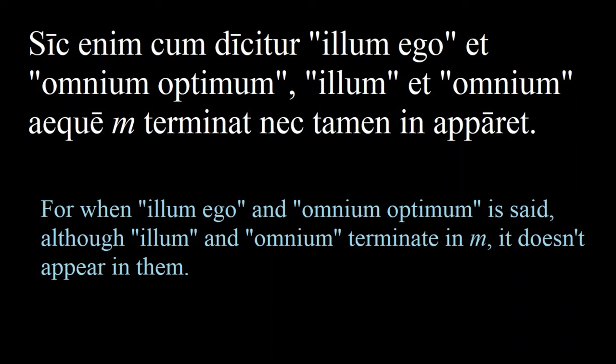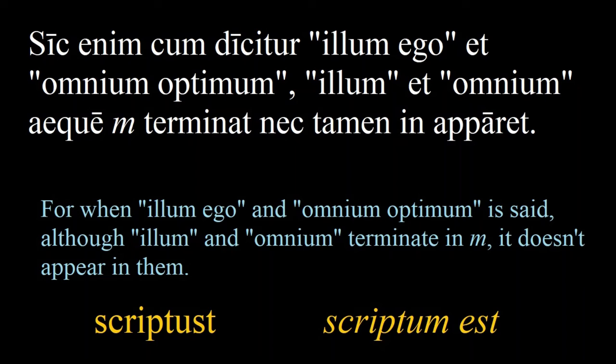Quintilian wrote that it was barely pronounced, but Julius Longus, who lived later, claimed it was completely gone, saying, "Sic enim cum dicitur, illum ego, et omnium optimum, illum et omnium, aeque M terminat, nec tamen in apparet." Roughly translated, this is, for when illum ego and omnium optimum is said, although illum and omnium terminate in M, it doesn't appear in them. And actually there is evidence of this literally carved in stone because there are inscriptions containing the word scriptus, which is the elided form of scriptum est.